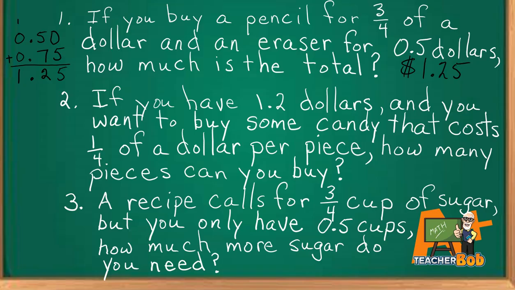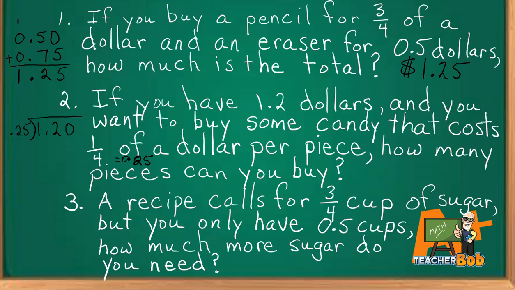So $1.20 divided by, well, the cost of a piece of candy is 1/4, or if you convert it, that's equal to 25 cents. So we're going to divide 25 cents into $1.20. So you can probably do this in your head.